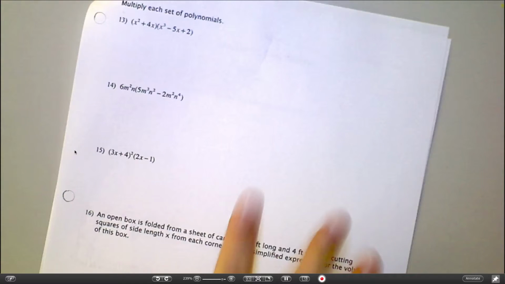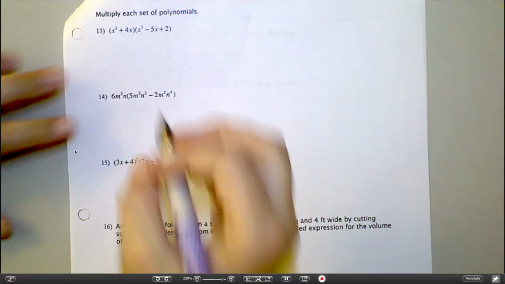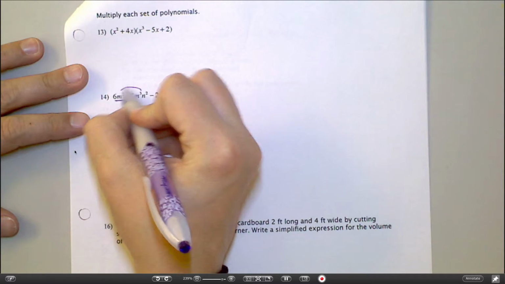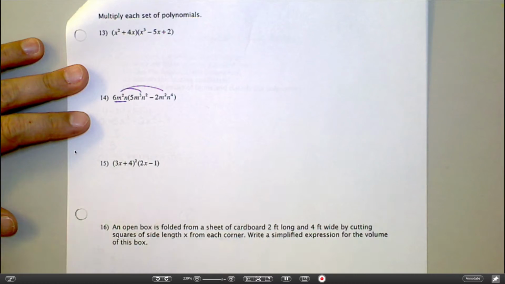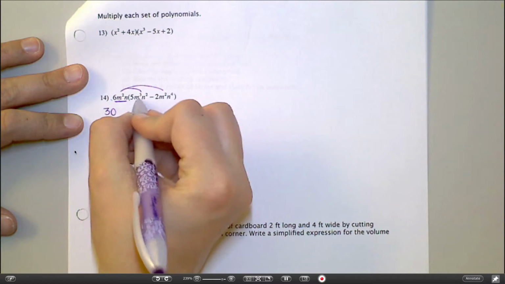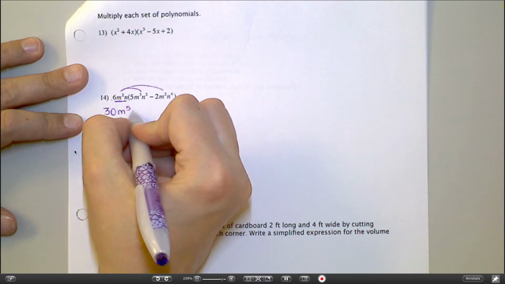All right, what do you need to see back here? 13, 14, 15? 14? Okay. 14, this is a monomial outside of parentheses, so I just need to distribute this. Okay? So 6 times 5 is 30. M squared times m to the third is m to the fifth. And n times n squared is n to the third.